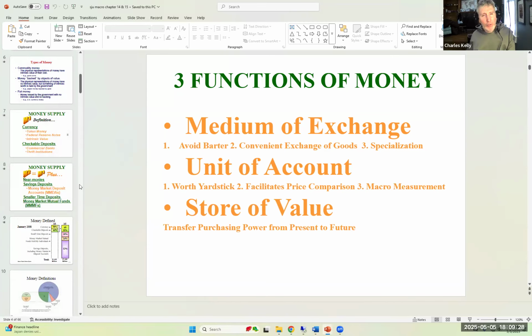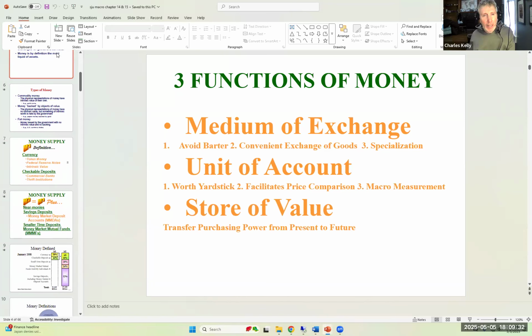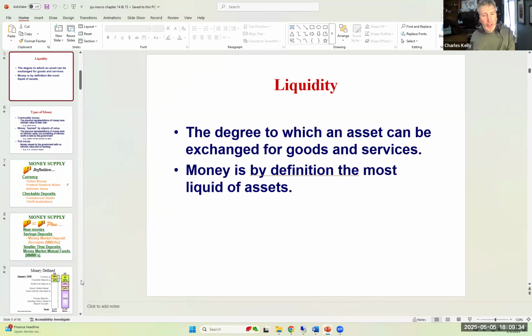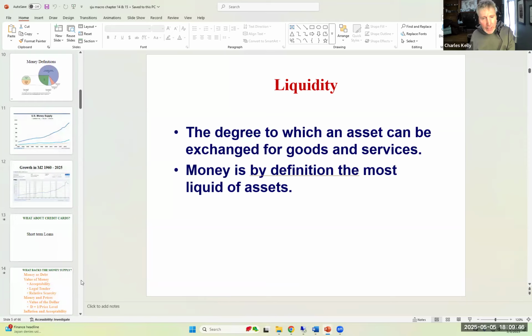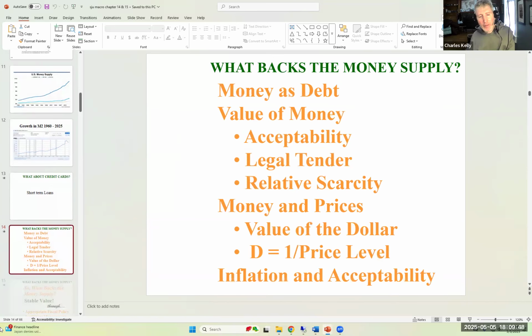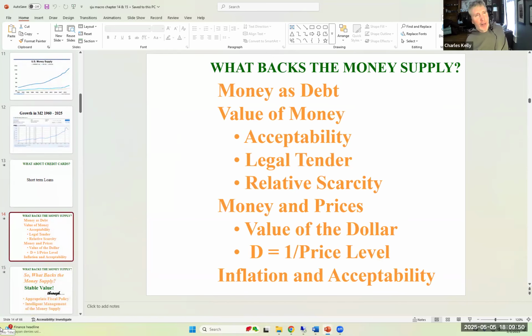I don't remember there's a question about liquidity, but it's a pretty straightforward idea. How quickly can an asset be converted into purchasing or exchange for goods and services? Money is the most liquid of all assets. Another question I did ask is this equation down bottom. The value of a dollar varies inversely with the price level.